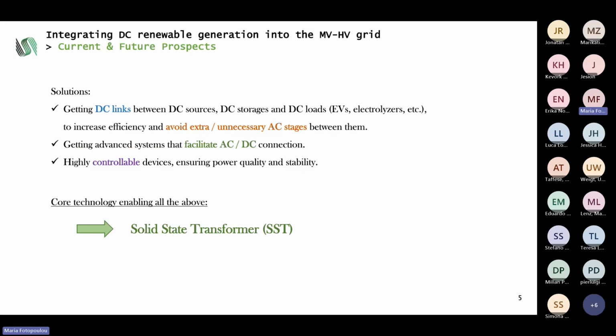And the solution in this case is to get DC links, wherever applicable, wherever convenient, between the DC sources, the DC storages, and the DC loads, which can be data centers, electric vehicles, electrolyzers, and so on, in order to have increased efficiency and avoid the extra and unnecessary AC stages between these DC resources. Then the other thing is that we need to have advanced systems to facilitate AC-DC connection and to have highly controllable devices. And therefore, the core technology for enabling all of the above is a solid-state transformer, which is the main subject of the STAR project.